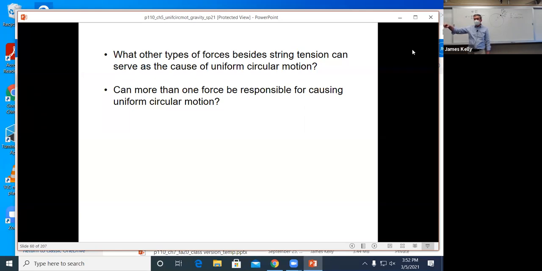Now, the tension of the string is up and at an angle, right? The tension in the string is not towards the center of the circle that it's traveling on. The center of the circle is in the horizontal plane that it's moving. So the tension certainly has something to do with it, but what's the other force that's helping to cause this uniform circular motion?